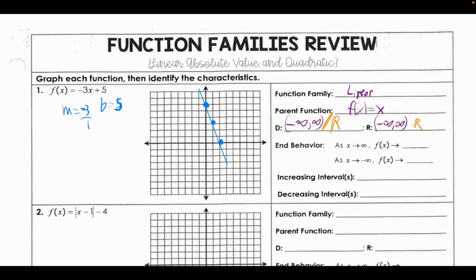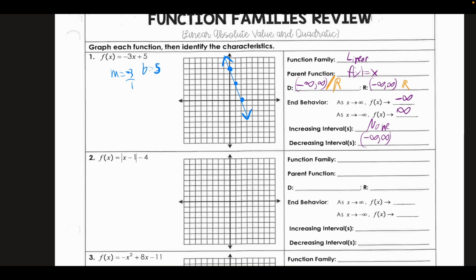And I connect these, make my points, and now I note that the end behavior is as x goes to positive infinity, y goes to negative infinity, and as x goes forever left to negative infinity, the y goes forever up to positive infinity. There is no interval on which it's increasing. The decreasing interval is only negative infinity, comma infinity. And I know these all say interval or intervals, but nothing for linear functions, quadratics, or absolute value will ever have multiple intervals that are increasing or multiple that are decreasing.